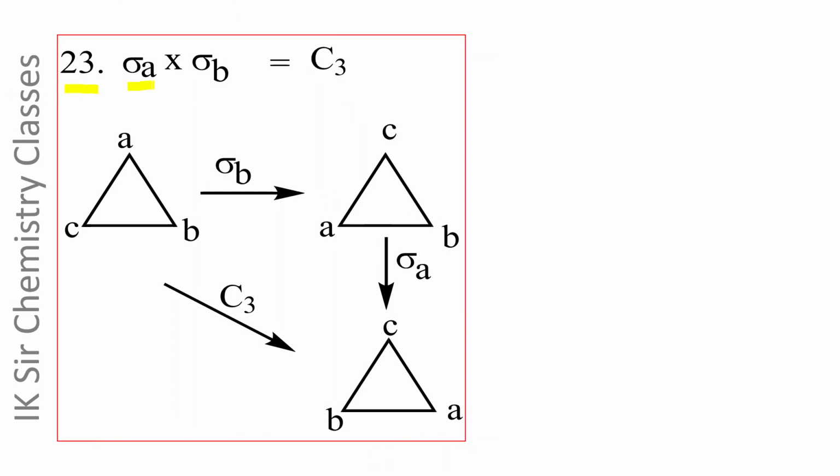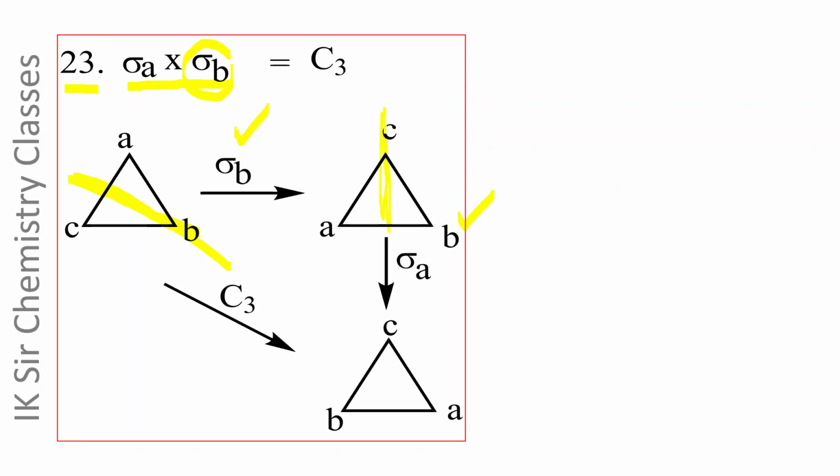Sigma A multiplied by sigma B. Here also, as usual, the sigma B symmetry operation is applied first. On applying the sigma B symmetry operation, this is sigma B. The position of B will remain unchanged while A and C will exchange their positions. Then we apply the sigma A operation. It is sigma A as in the original figure.